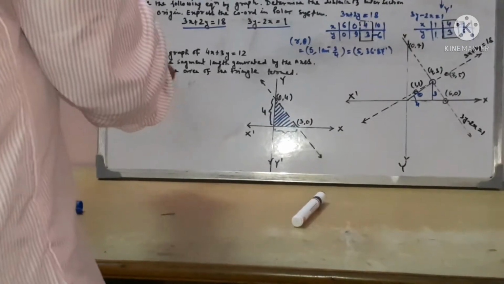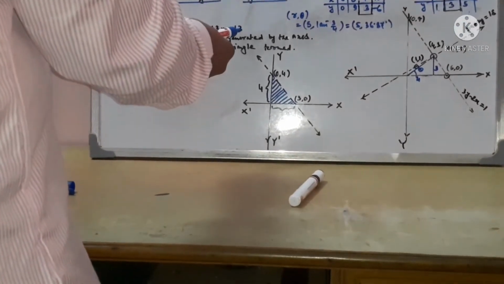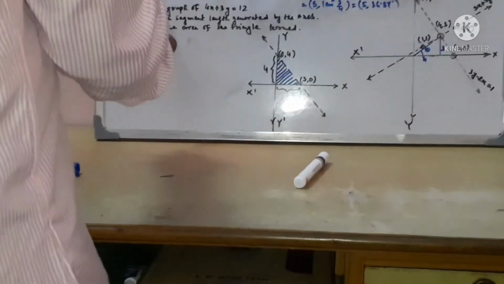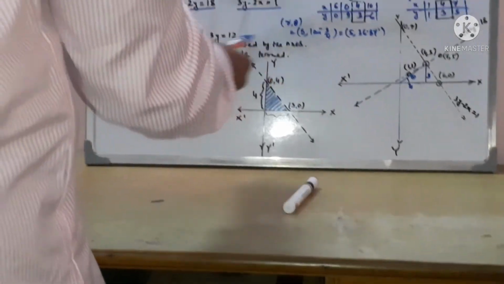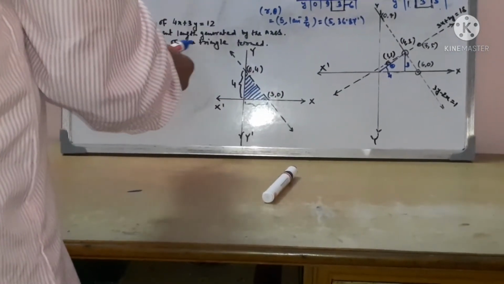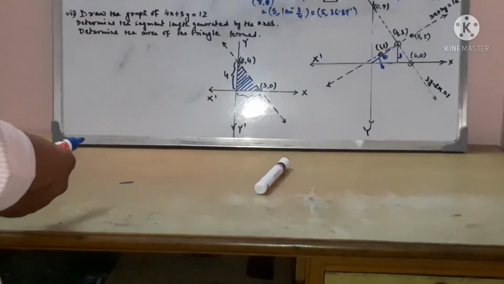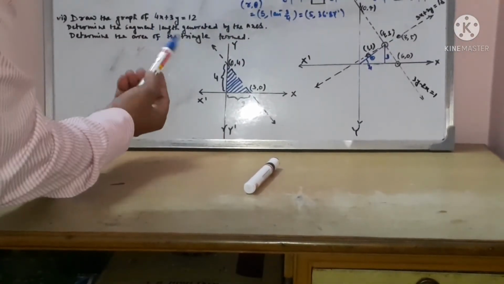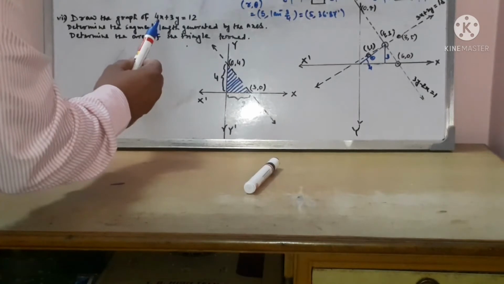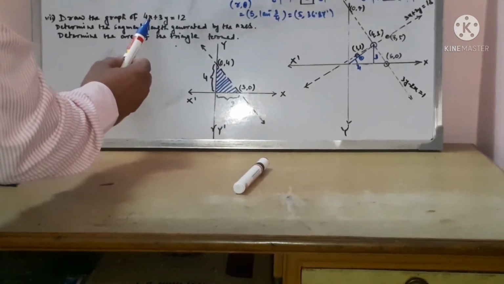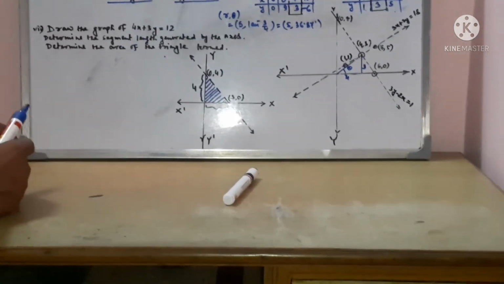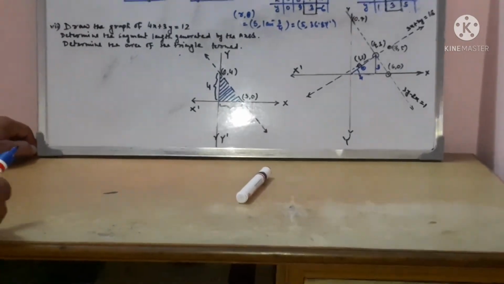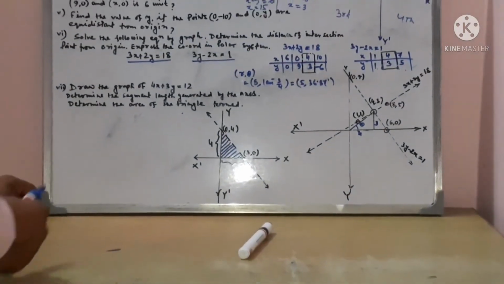The next question is: draw the graph of 4x plus 3y equal to 12. Determine the segment length generated by the axes. Determine the area of the triangle formed. Definitely 4x plus 3y equal to 12. So if we put x equal to 0, that means where it will cut the y axis, because the equation of the y axis is x equal to 0.